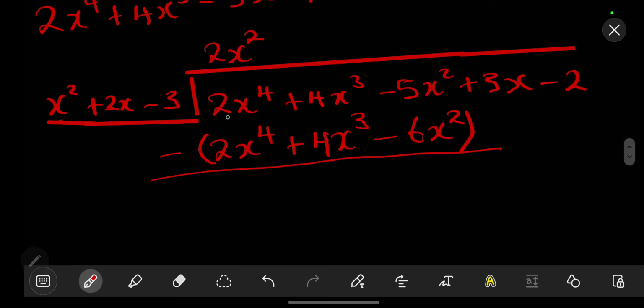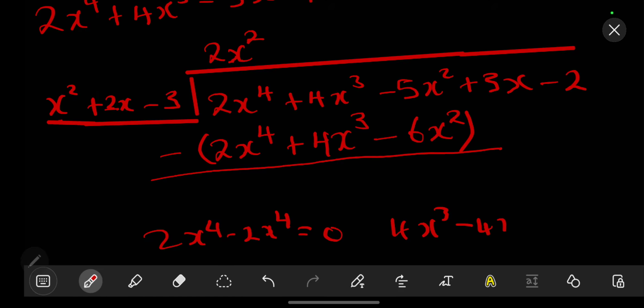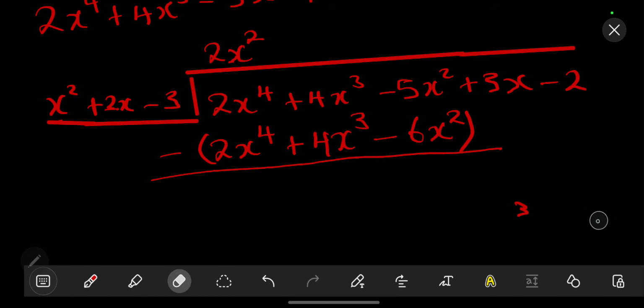So already we have a 2x to the power 4 minus 2x to the power 4. This will give us 0. Also this one, 4x to the power 3 minus 4x to the power 3. This will give us a 0 as well. So what we are going to have is that we are going to write a 0 here, 0 here. So we have 0 plus 0.